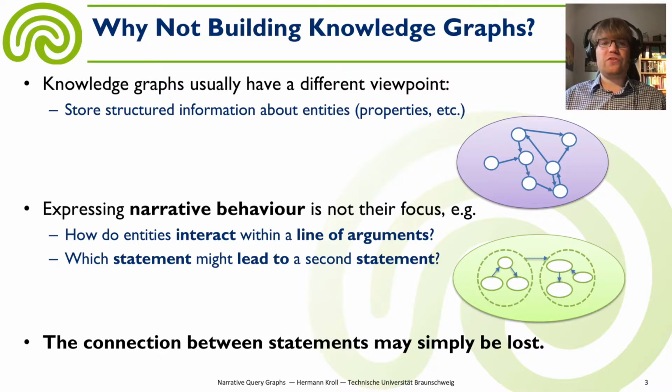The first question could be, why not build knowledge graphs and we are happy? That's not so easy, because knowledge graphs usually have a different viewpoint. They are large collections of knowledge, and they usually store structured information about entities. So let's say known properties, masses, and something like that. And so we have a large graph of information.